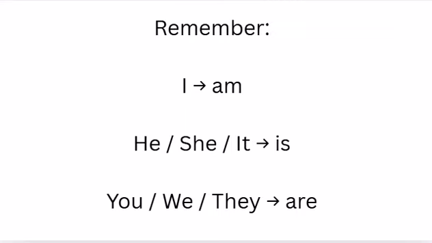Now one important thing I will tell you. To talk about who someone is. Who am I? I am a teacher. Who are you? You are a student, right? We will use is, am, and are to talk about someone. Who are they? They are friends. Who are we? We are friends.